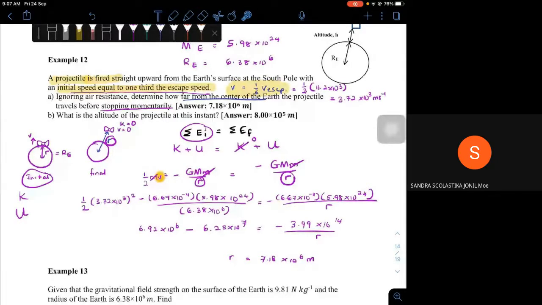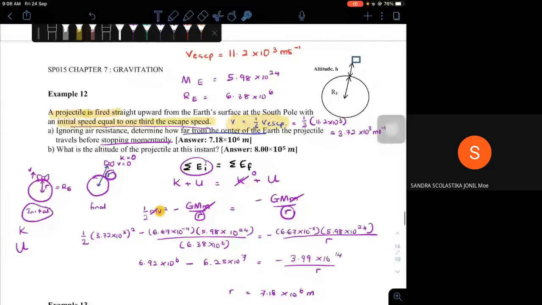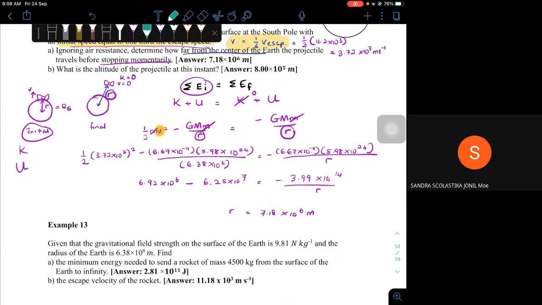Okay, so now let's look at the second question, what does it ask? It asks: what is the altitude of the projectile at this instant? Looking at the picture can help you. So altitude is always from the surface of the Earth. This is what we call altitude. We want to know the altitude, but the information we have is R, 7.18 times 10 to the power of 6, which is from here to here. So who knows how to find the altitude? Anyone? Who wants to guess? The radius minus the radius of the satellite.